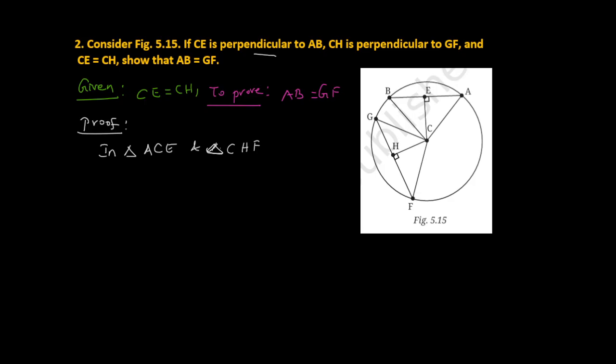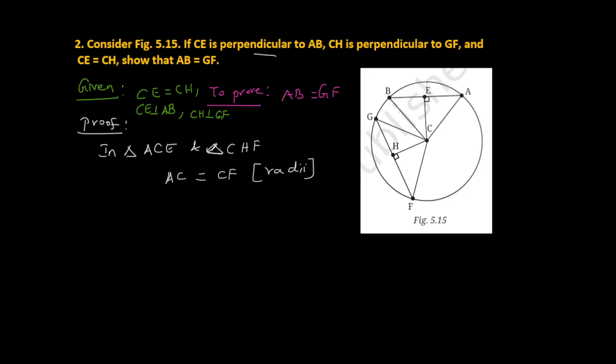CE is perpendicular to AB, this is also a given condition we can take. CE is perpendicular to AB and CH is perpendicular to GF. These are the givens. So here in this triangle, AC is equal to CF, because they are radii.